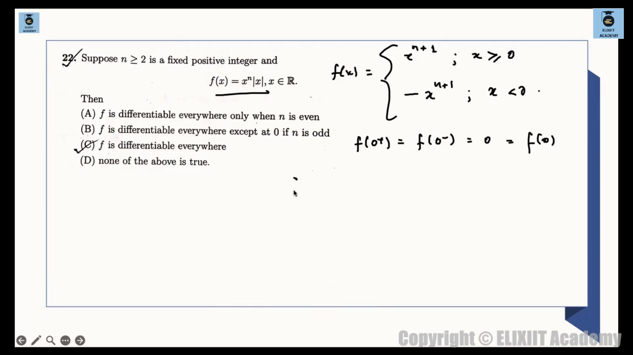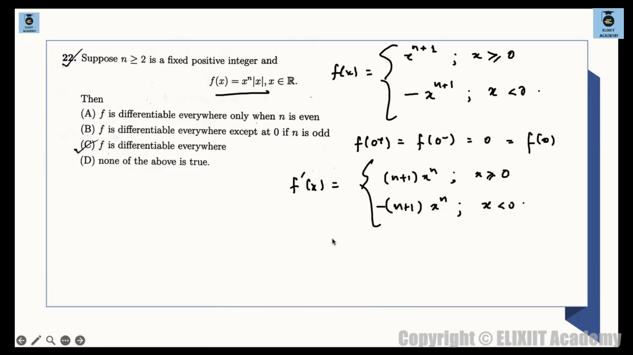Now coming down to f dash of x. If you differentiate this, this will be n plus 1 into x to the power of n plus 1 minus 1, which is n, when x is greater than 0. And n plus 1, minus of x to the power of n plus 1, one minus sign is there, so minus of n plus 1 into x to the power of n when x is less than 0.